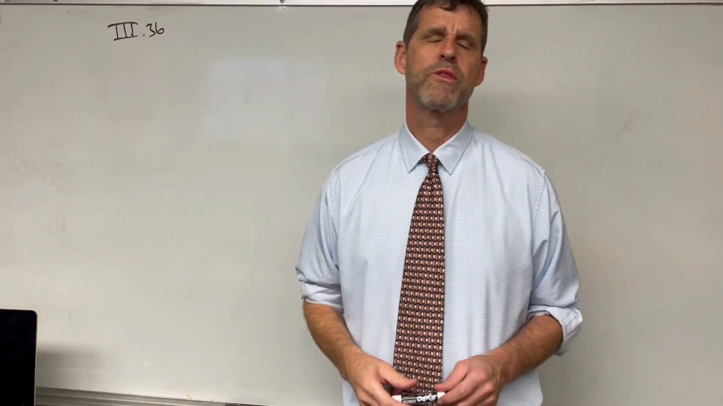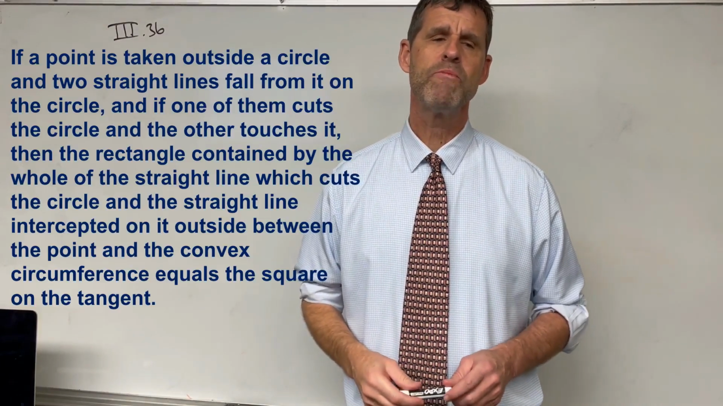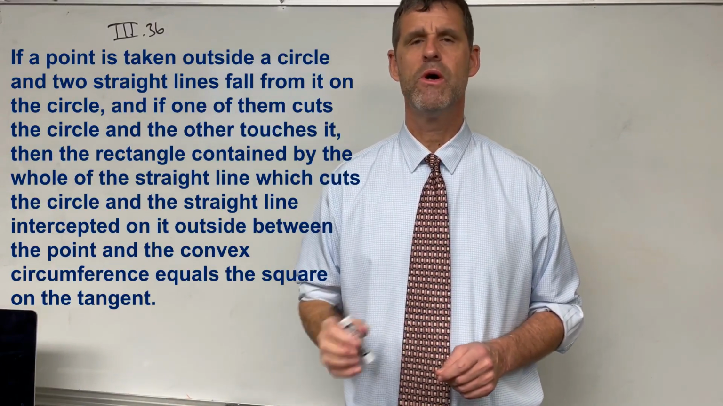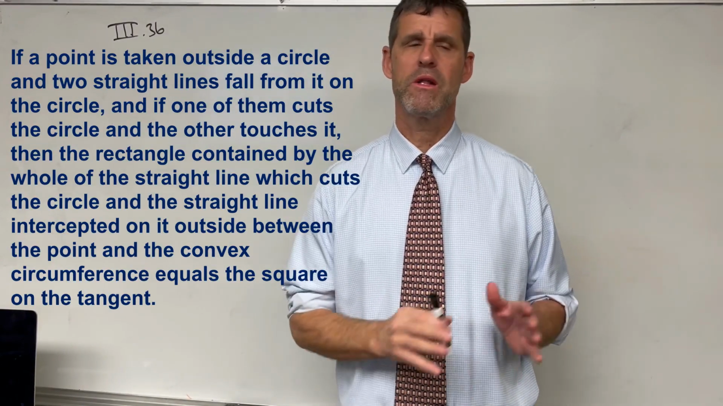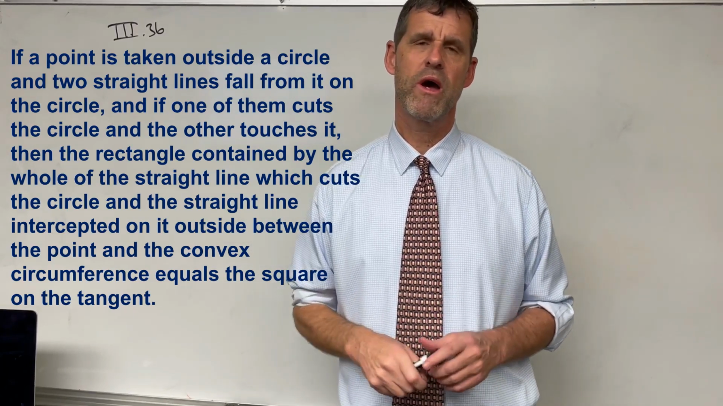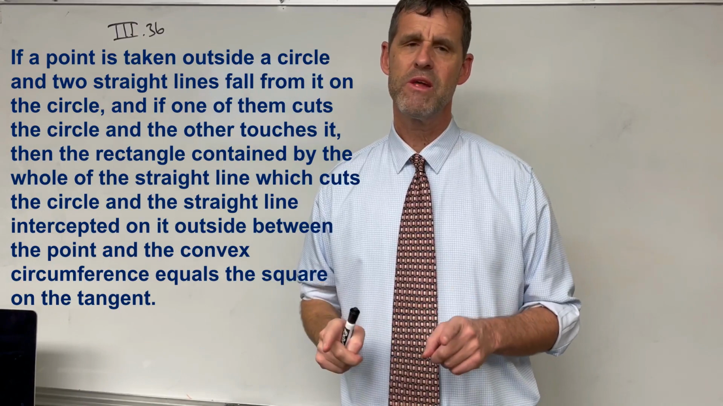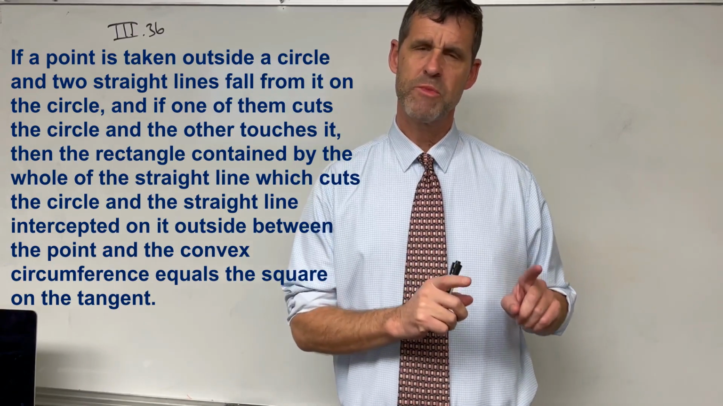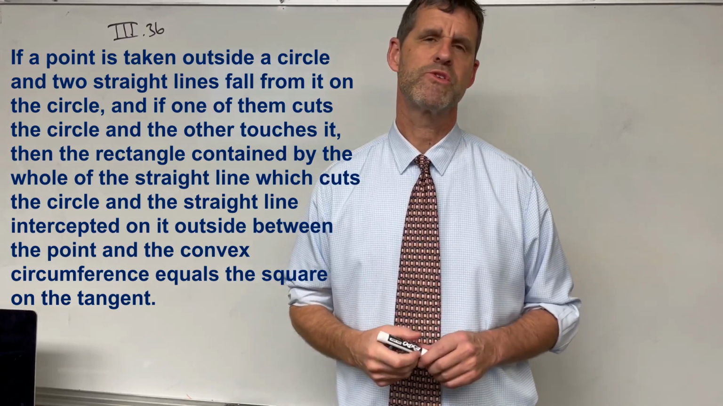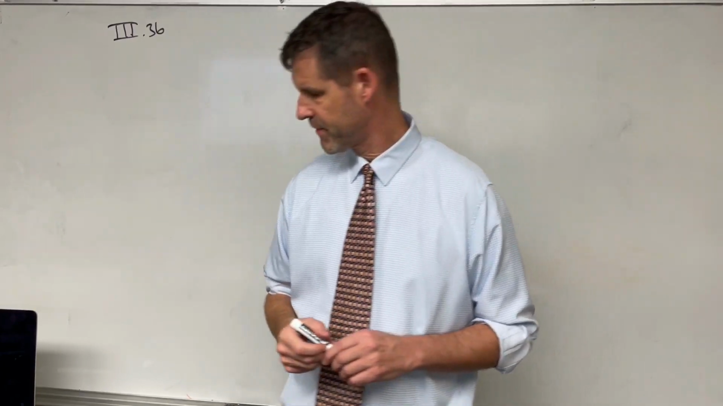Euclid's Elements, Book 3, Proposition 36. If a point be taken outside of a circle and two straight lines fall on the circle, one of them cutting the circle and the other one touching the circle, then the rectangle contained by the whole of the straight line which cuts the circle, together with the straight line intercepted outside from the point to the convex circumference, will be equal to the square on the tangent.